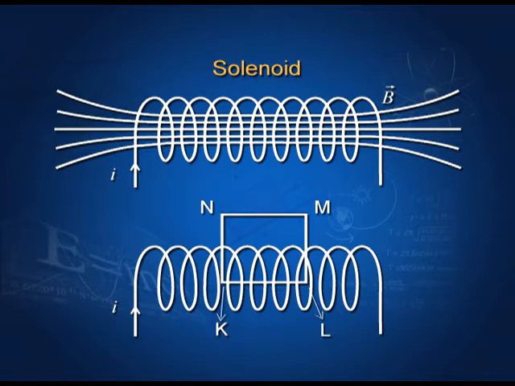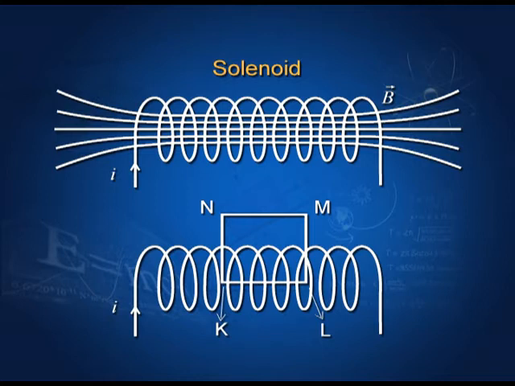Now, for length L to M, if we apply the line integration of magnetic field, then we get B dot dl from L to M equals B dl cos 90, as LM is making an angle of 90 degrees with the magnetic field. So, B dot dl over the length LM will be 0.